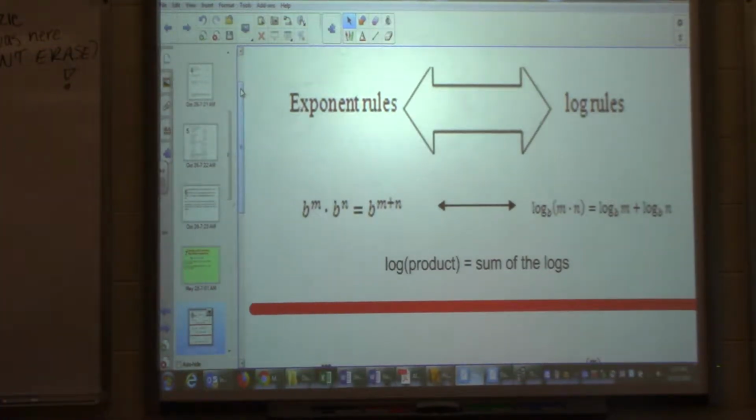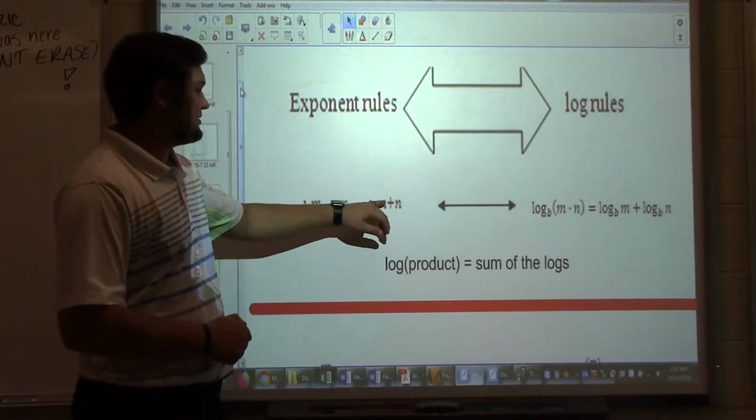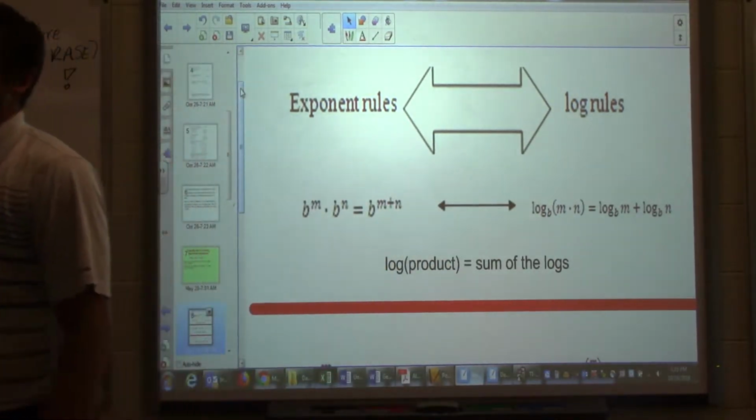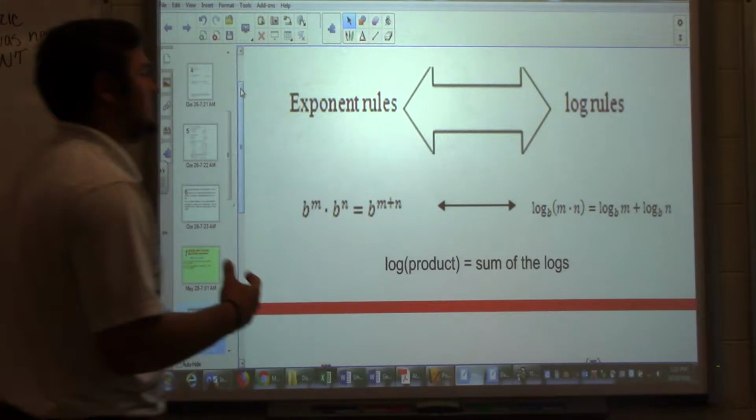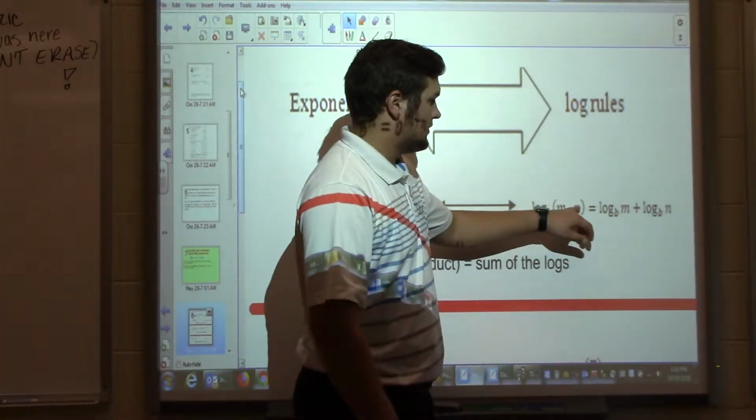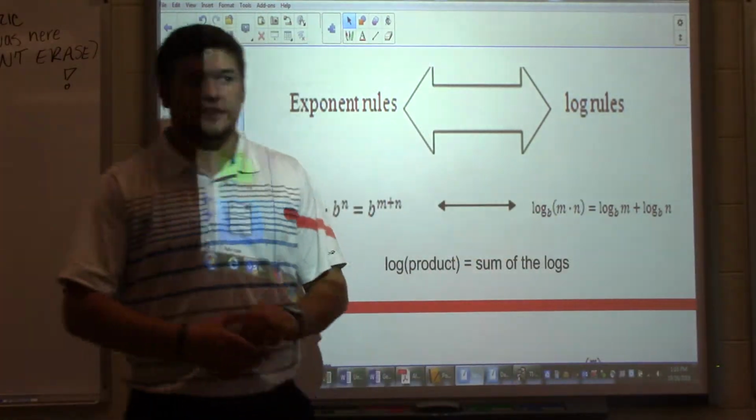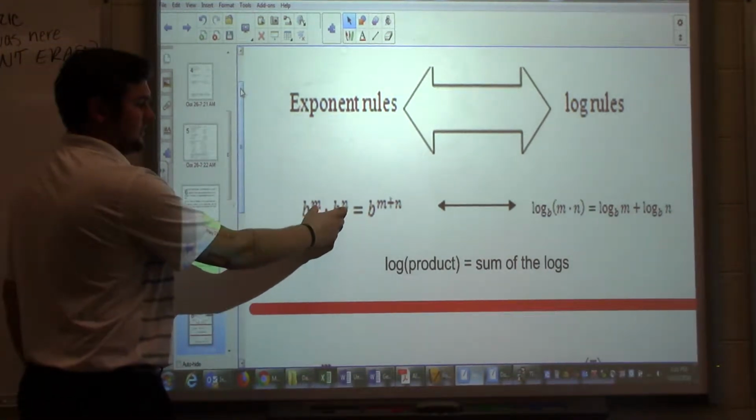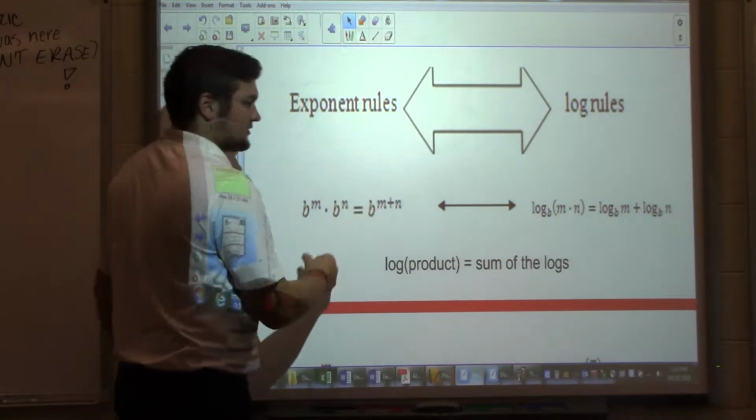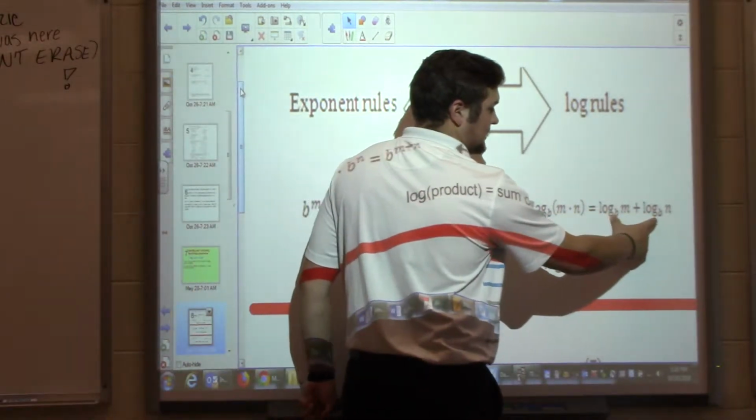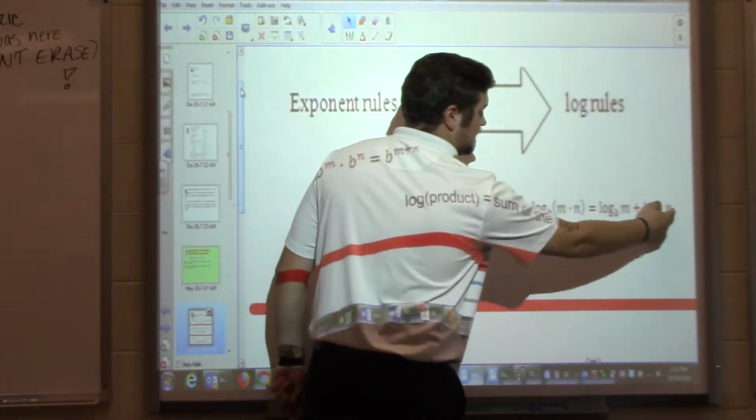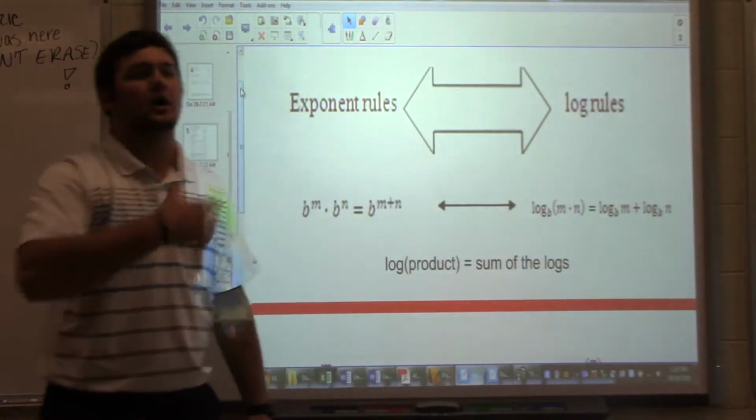if I am multiplying things at the same basis, I can add their exponents. Same sort of thing with logs at the same basis. If I have logs at the same basis, I can multiply what I'm adding here. So it's a little bit different than the exponent. The exponent, I was multiplying. Same base, I added their exponents. With the logs, I have logs at the same base and I'm adding. I'm going to multiply what I was taking the log of before into one log.